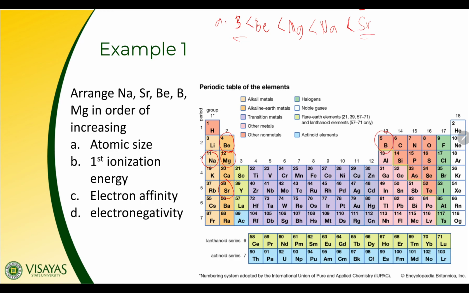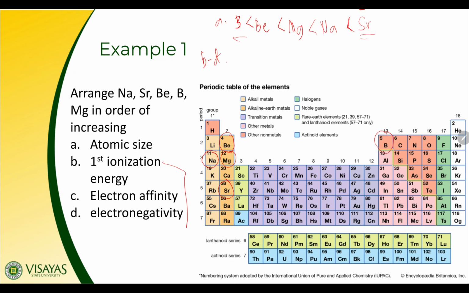Okay, for first ionization energy, electron affinity, and electronegativity, all of these three have the same trend. From left to right, they are increasing, and from top to bottom, they are decreasing. So let's put here B to D. Okay, so we start with the one with the smallest ionization energy, electron affinity, and electronegativity. So it's actually the opposite of letter A, no? Because the trend for atomic size is opposite with the trend of the three. So from top to bottom, they are decreasing.